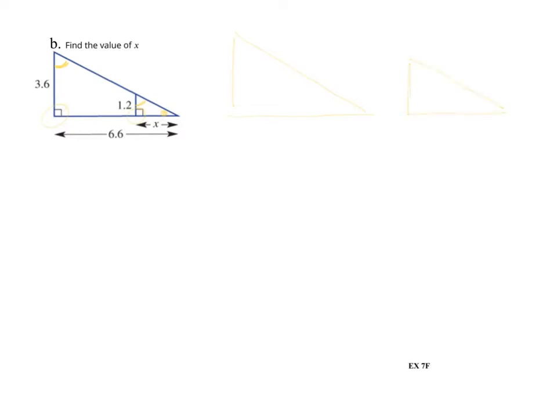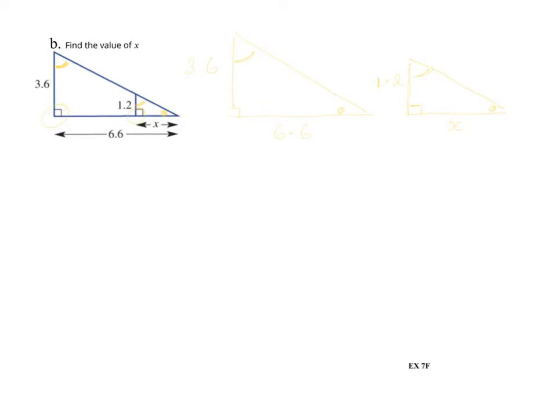Let's fill in the information that we know about them. So in the bigger one, it is 3.6. There's my right angle. I know from there to there is 6.6. Okay, in my smaller one, there's my right angle. That's x. What else do I know? I know that that is 1.2. And of course, I know that this angle is the same as this one, and this one is the same as this one.